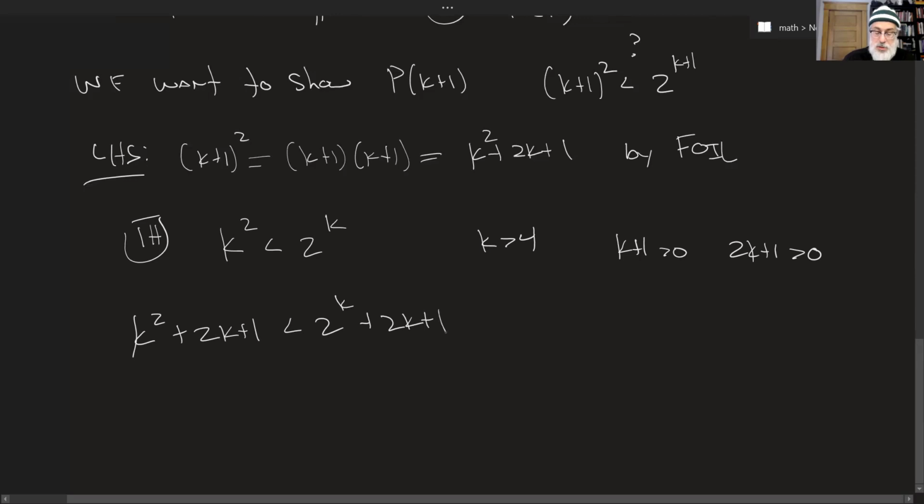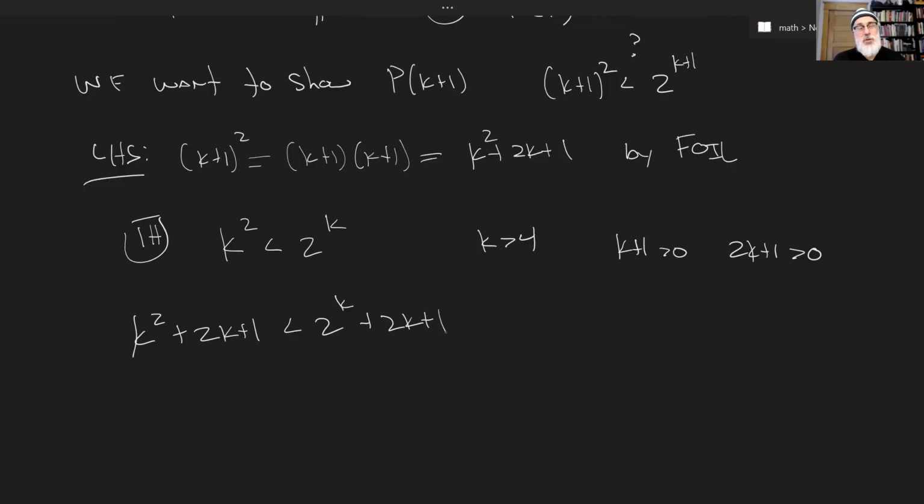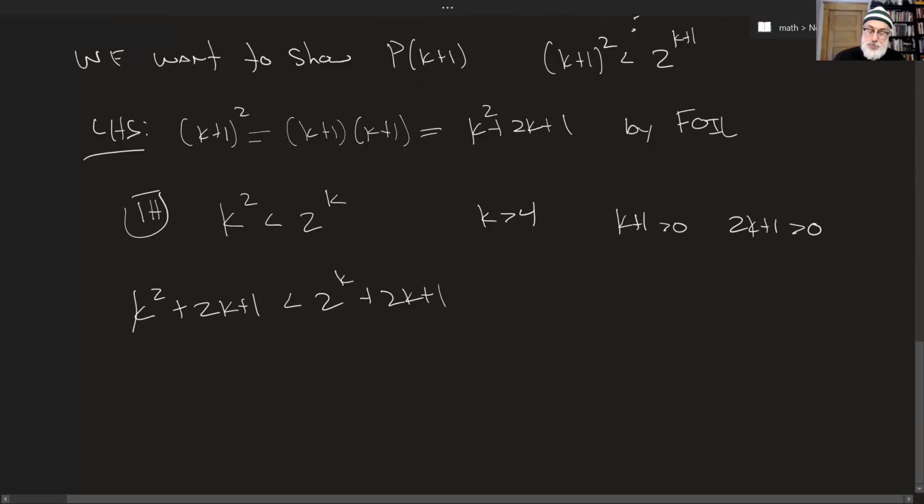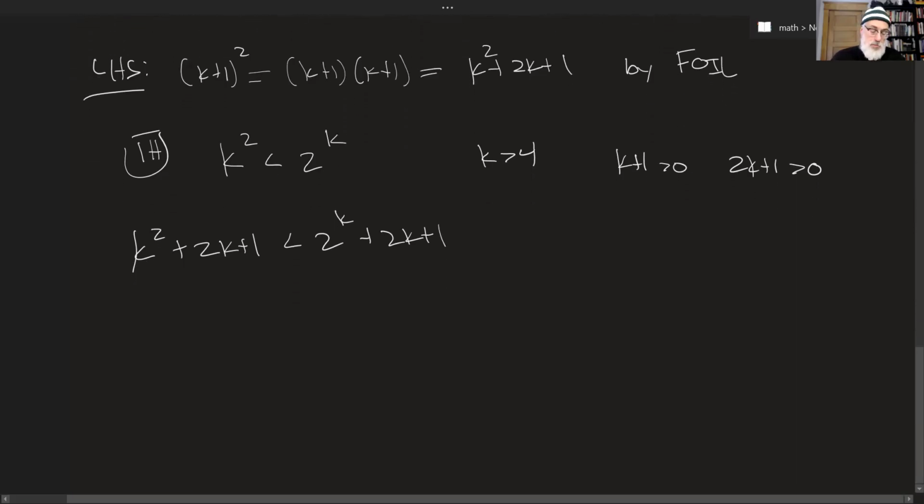And the inequality holds. So k squared plus 2k plus 1 is less than 2 to the k plus 2k plus 1. Now we want a particular result here. In other words, I want 2k plus 1 to be less than 2^k.